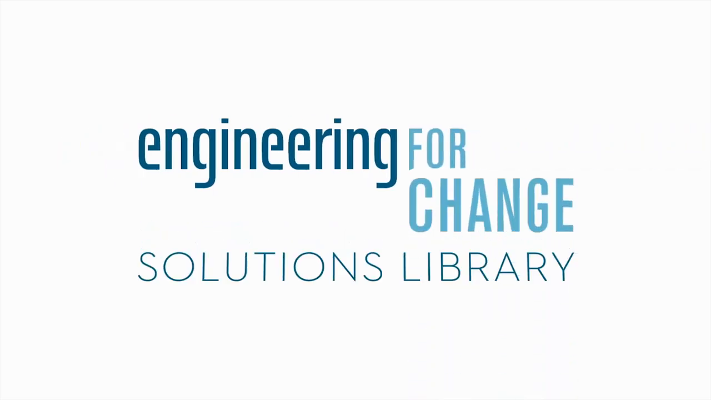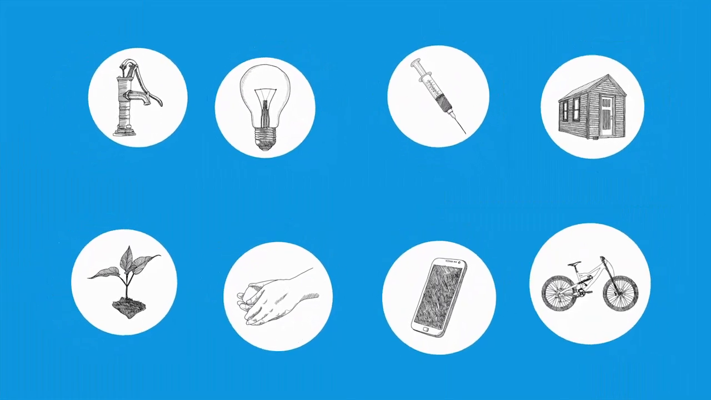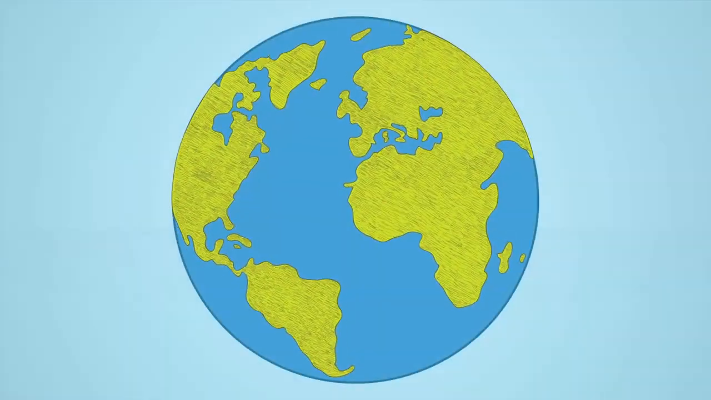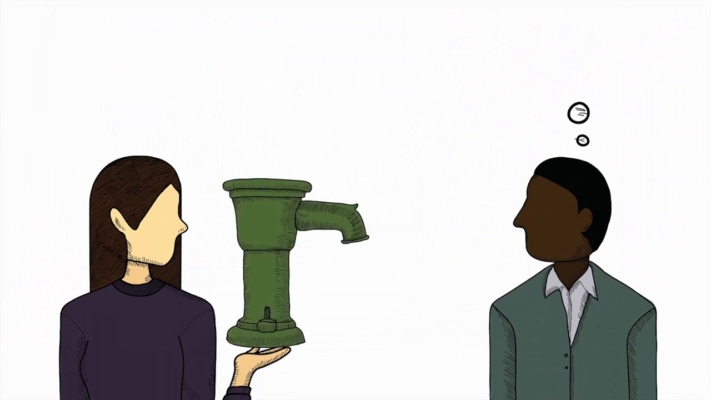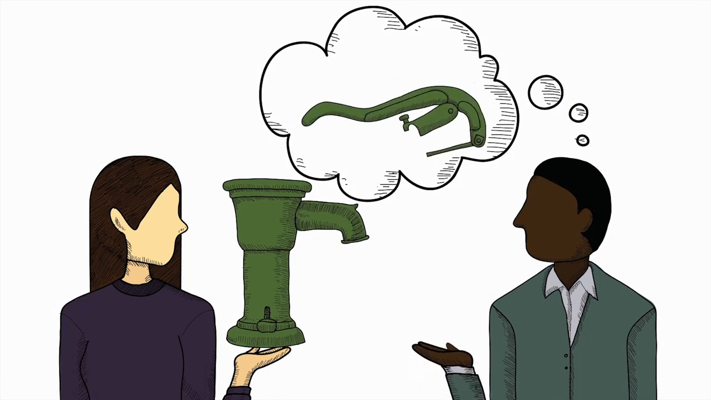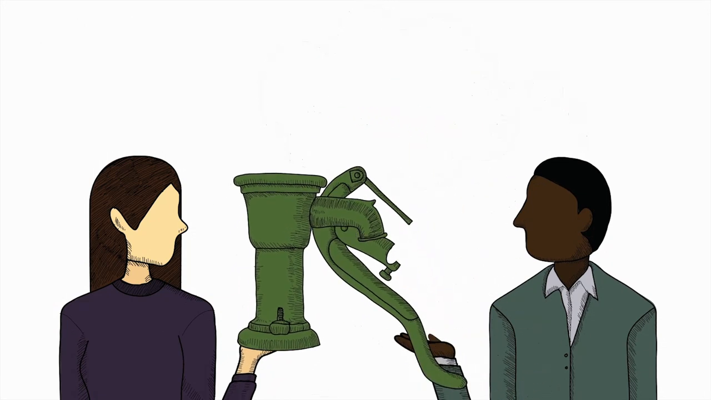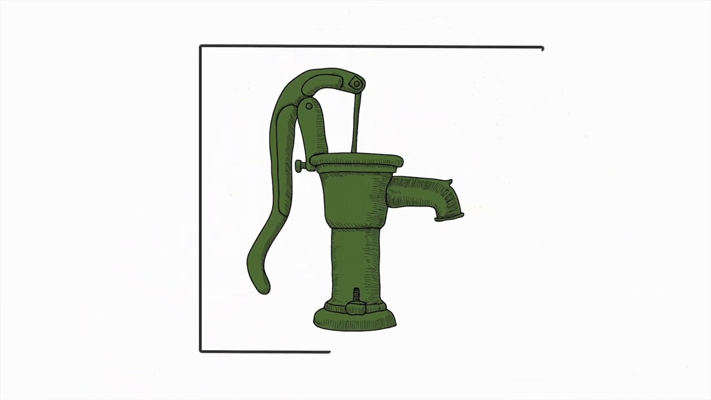Welcome to the Engineering for Change Solutions Library. This living database showcases products designed to be accessible and appropriate for underserved communities worldwide. The Solutions Library bridges information gaps. Engineers, designers, and manufacturers working in global development can now access the data they need to produce high-quality, fit-for-service solutions that meet the needs of users faster.